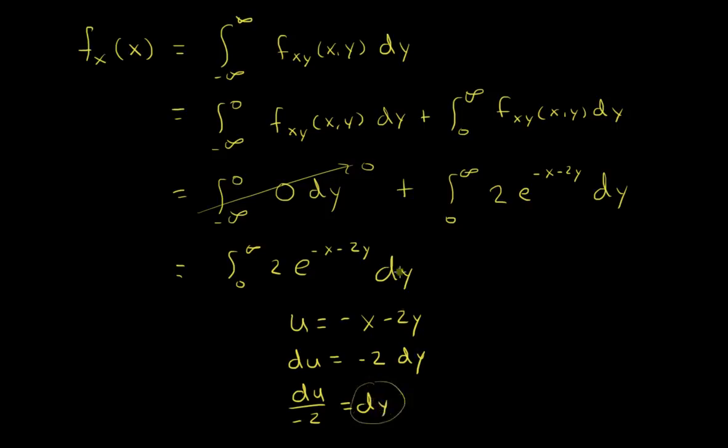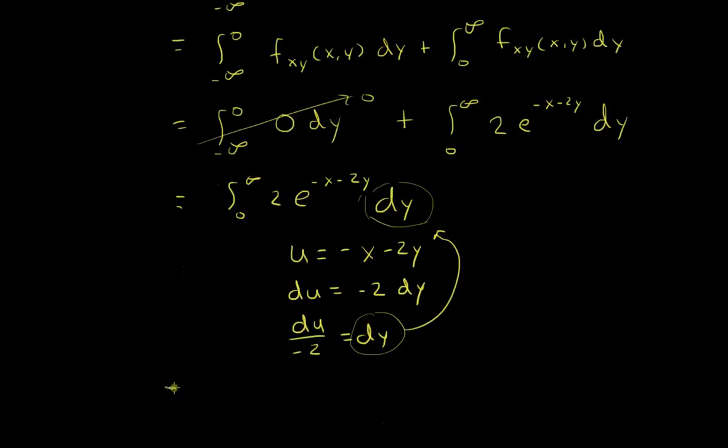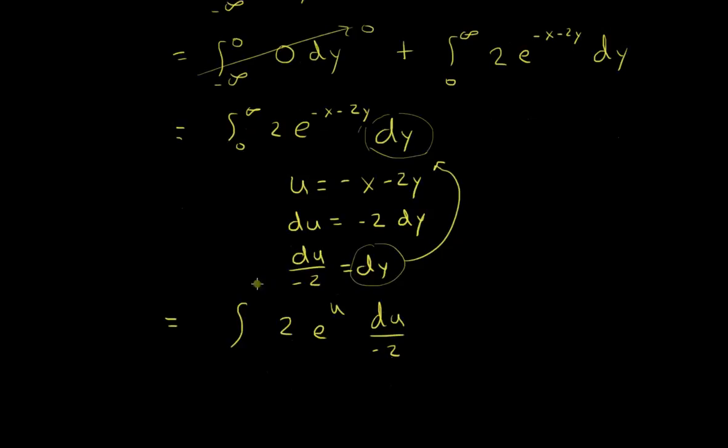I can plug this in here. This is what u-substitution is for integration. Actually, I need to rewrite those bounds, so I'll do that in a second. I have 2, e to the power of u, because I just plugged in u here, and dy is now du divided by negative 2. The 2 and the negative 2 cancel, and we're left with negative e to the u du.